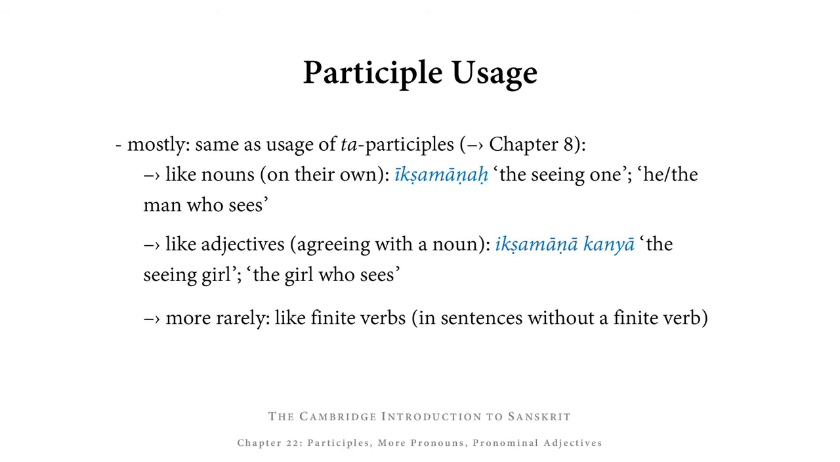They can be used like adjectives, in which case they would be agreeing with a noun. So for example, ikshamana kanya, the seeing girl, or in better English, the girl who sees. And more rarely than ta participles, but still possible, they can be used like finite verbs, and that would be in sentences where there is no finite verb.